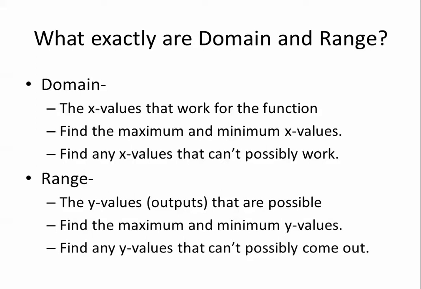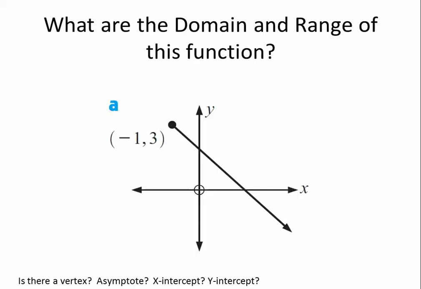All right? So let's take a look at some of these. What are the domain and range of this function? All right, well, let's look at domain first. So domain is the right and left. I like looking at positives first, so let's look at the graph. Does it go to the right? Yes, you can see this arrow right here. It keeps on going to the right and to the right and to the right.